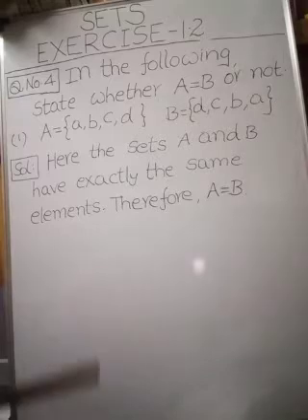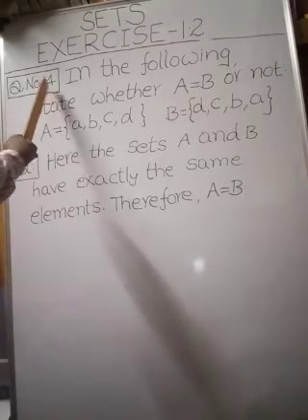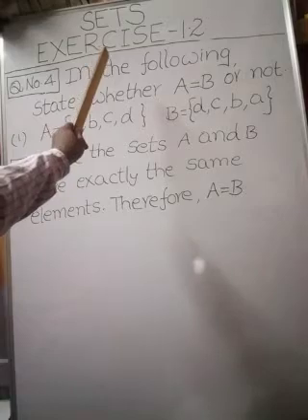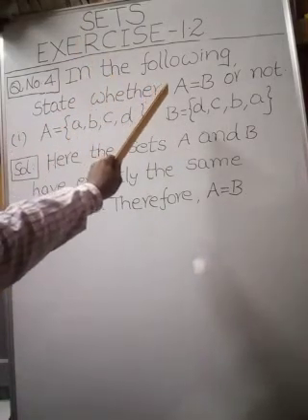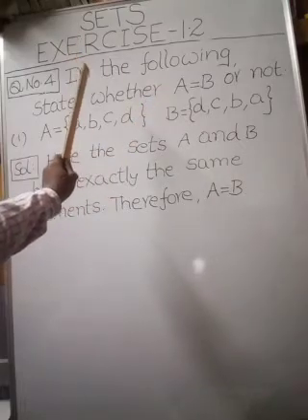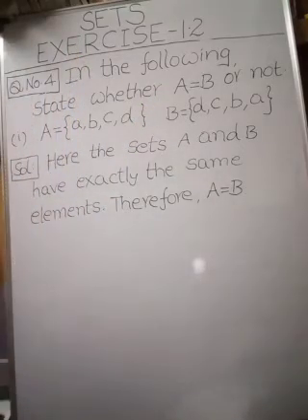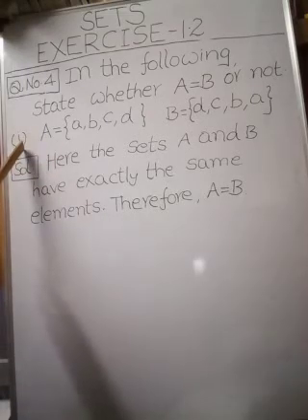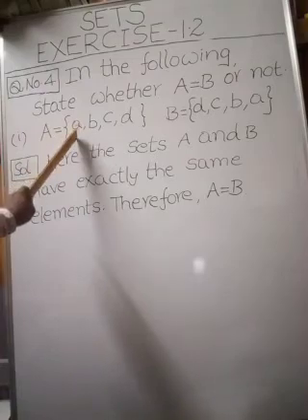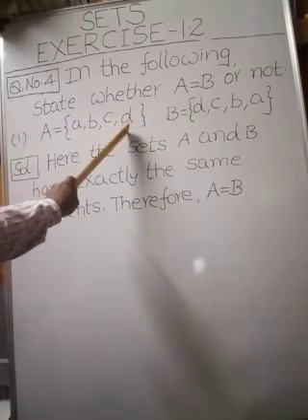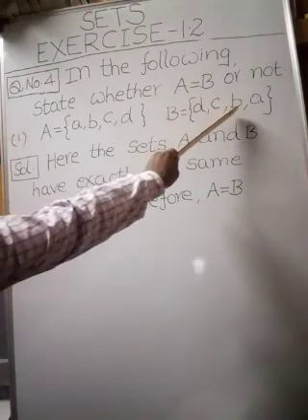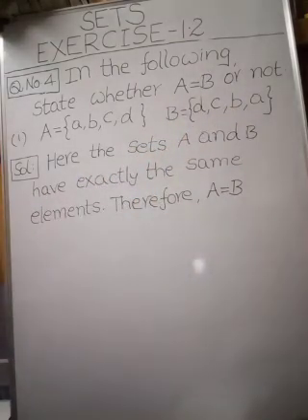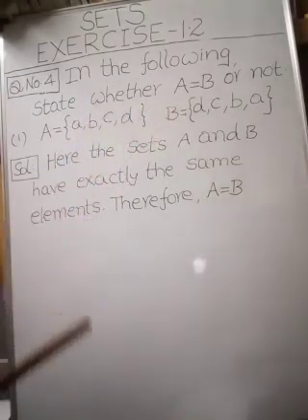Now come to question number 4. This question is based on the definition of equal sets. Okay, my dear children, you have to recall the definition of equal sets. Now come to the question. A is equal to the set A, B, C, D, and B is equal to the set D, C, B, A. Now we have to check whether these two sets are equal or not.